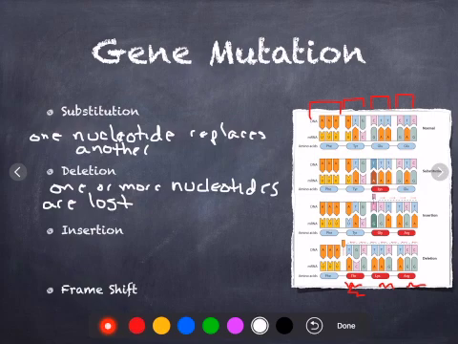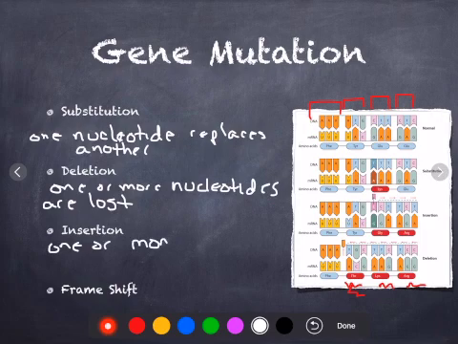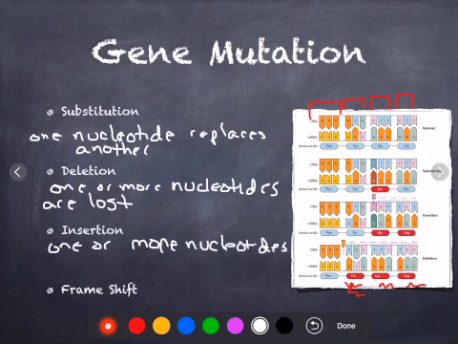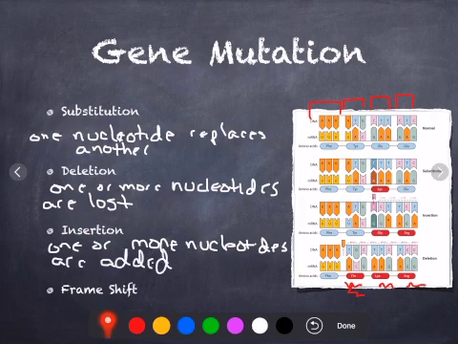Insertion is when one or more nucleotides are added. This kind of does the same thing as deletion. So in insertion, we add a piece there. Again, we're frame shifting our reading down. And frame shifting is just moving our 3 codon sequence in that scenario.